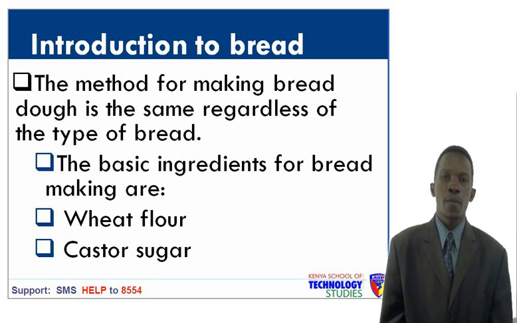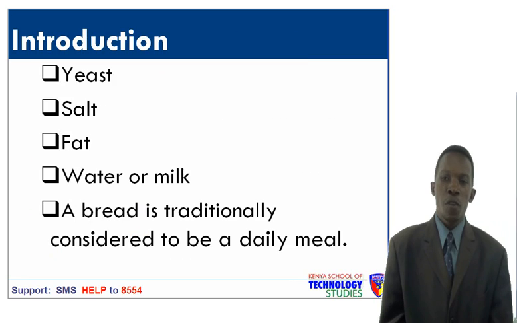Introduction to bread making. The method for making bread dough is the same regardless of the type of bread you want to make. The basic ingredients for bread making are wheat flour, castor sugar, yeast, salt, fat, water or milk.